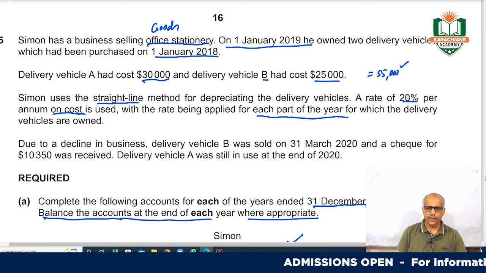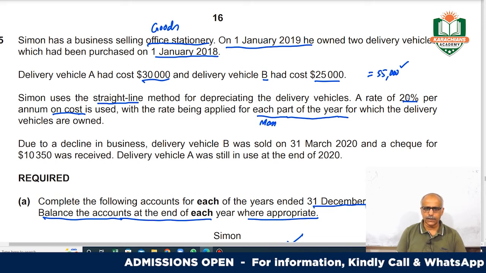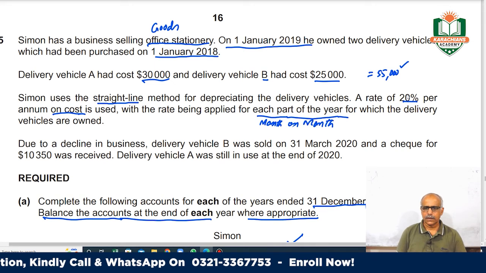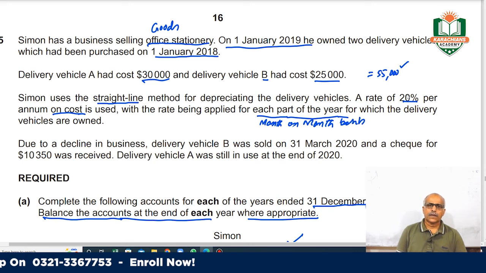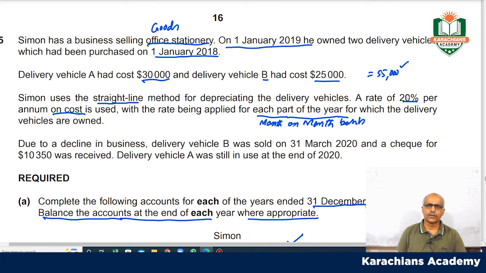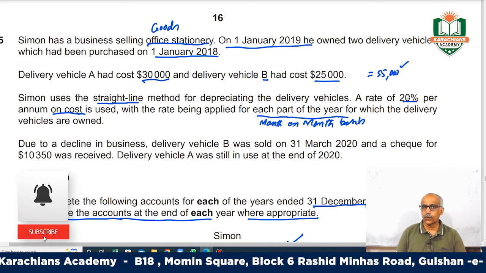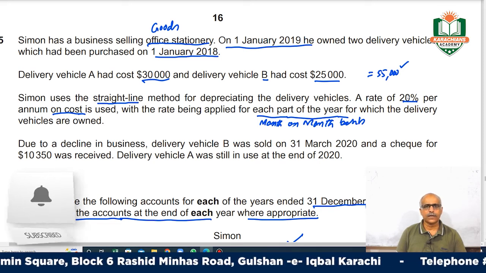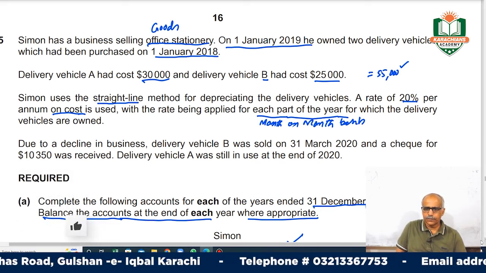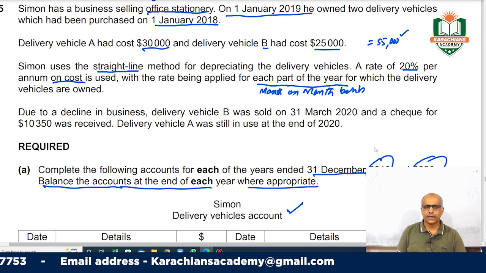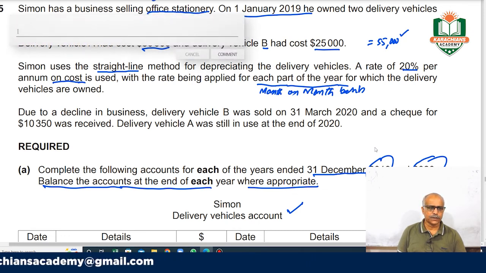Each part of the year. What does this mean? It means month on month basis. For however many months in a year a vehicle remains in the business, you have to charge depreciation on a month on month basis, right? If a vehicle is there a full year, then you have to charge a full year. If it is 3 months, then you have to charge 3 months depreciation. Okay, move on. So 20% is the rate, straight line is the method, and it will be applied on cost. These points are very much clear to us.